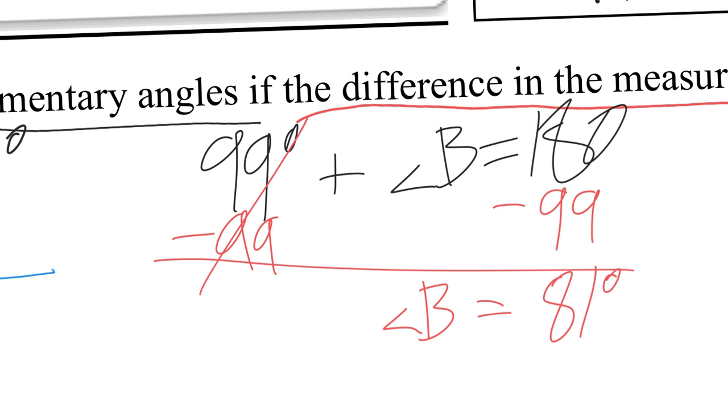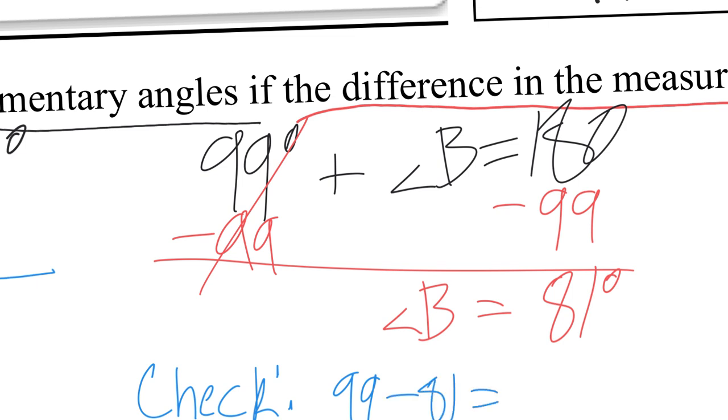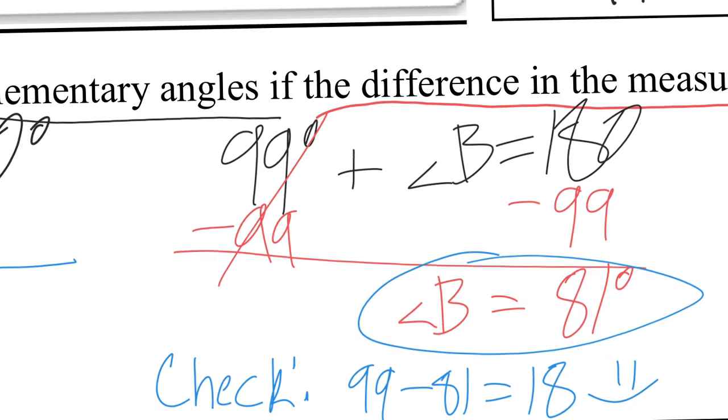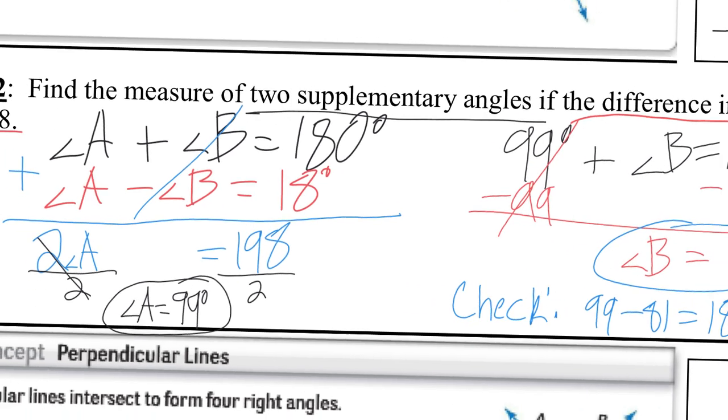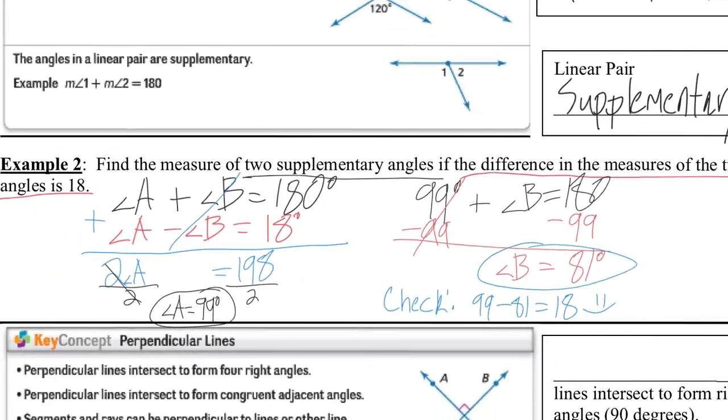Okay, you can check your work by using the other equation. The other equation was A minus B equals 18, right? So what's 99 minus 81? That's 18. So it works in the second equation as well. Okay, so we got our two answers here. Angle B is 81 and angle A is 99 degrees.